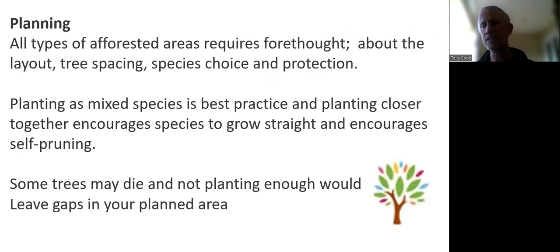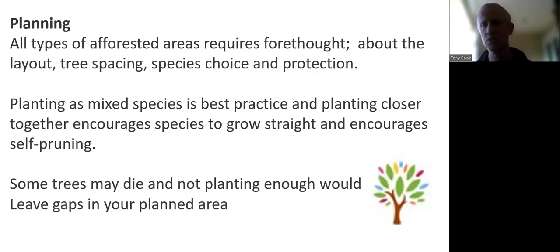Planting a mixed range of species is the best practice, so lots of different varieties. We plant around 20 different types of native species and we pick between those. We don't always plant the 20 species, so we pick the species that are most appropriate to the site. And that sometimes is about what our end goal is.